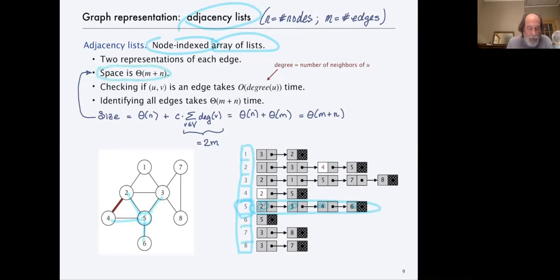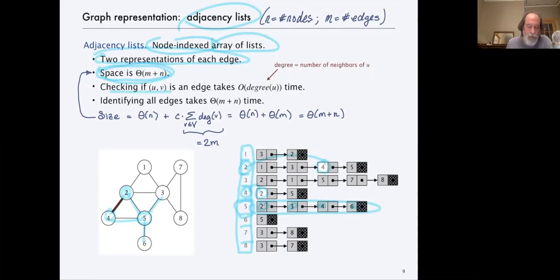So again, 2 representations of each edge, right? Because the edge 2, 4, for example, appears as a 2 in the list for 4, and as a 4 in the list for 2. Okay, space theta of m plus n, which we'll come back to in a minute.